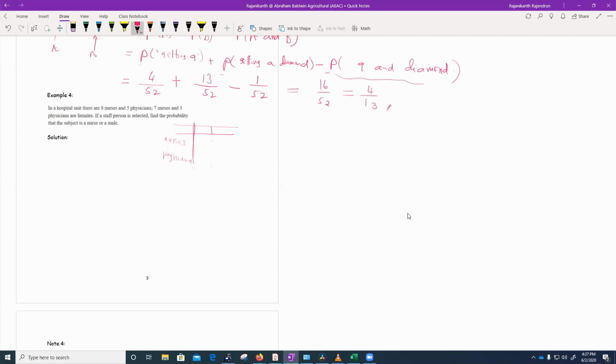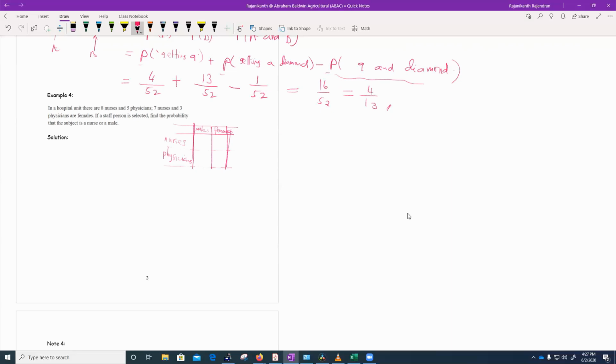Here I am making number of males and females. So I'm simply making a table according to the problem. Okay.